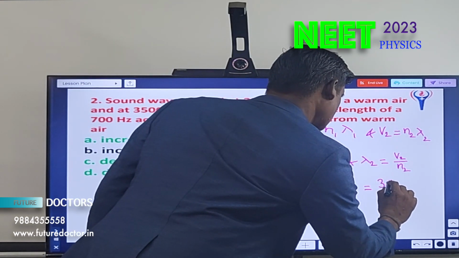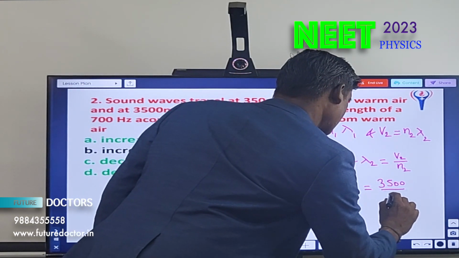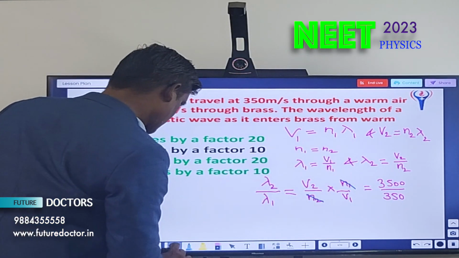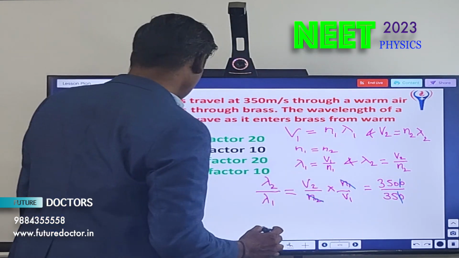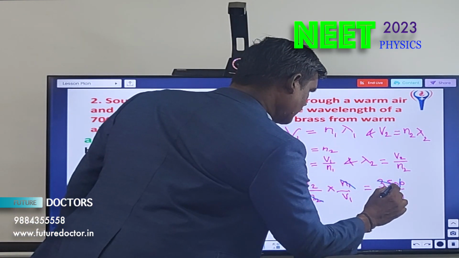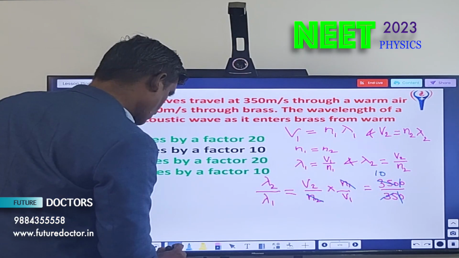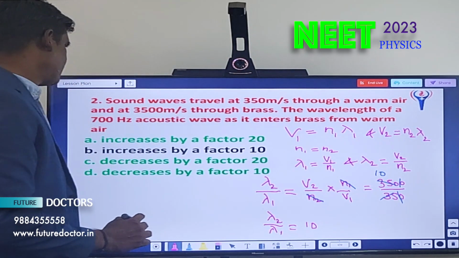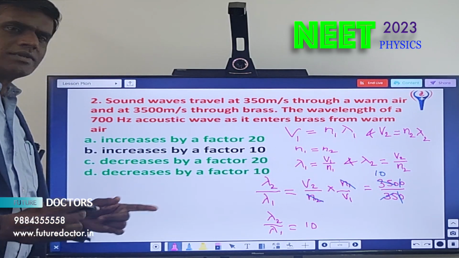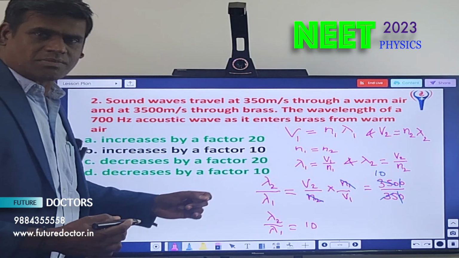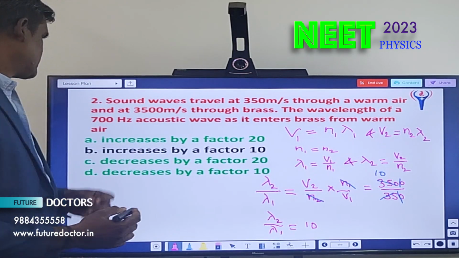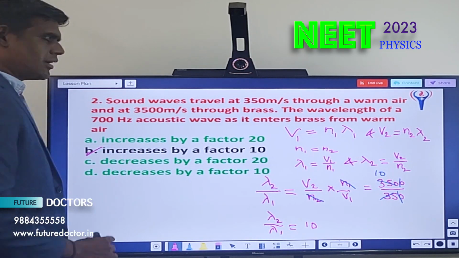So 3500 divided by 350. Okay, then 0, 0 getting cancelled. Then 35 and 350 means 10 times. So lambda 2 by lambda 1 equal to 10 times. Increases by a factor 10 times or decreases by a factor 10 times? Yes, increases by a factor, because 10 is on the numerator. If it is 1 by 10, decreases. Therefore, option B is the correct answer.